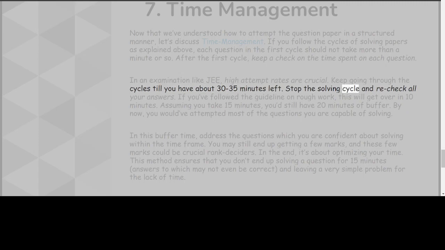Stop the solving cycle and recheck all your answers. If you've followed the guideline on rough work, this will get over in 10 minutes. Assuming you take 15 minutes, you'd still have 20 minutes of buffer. By now, you would have attempted most of the questions you are capable of solving. In this buffer time, address the questions which you are confident about solving within the time frame. You may still end up getting a few marks, and these few marks could be crucial rank deciders.